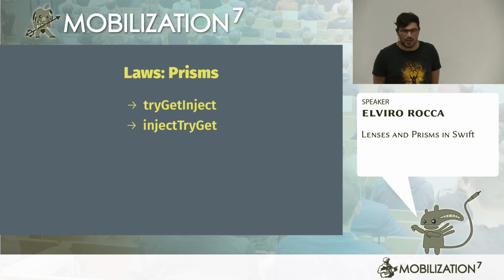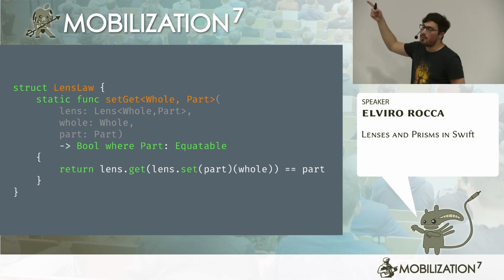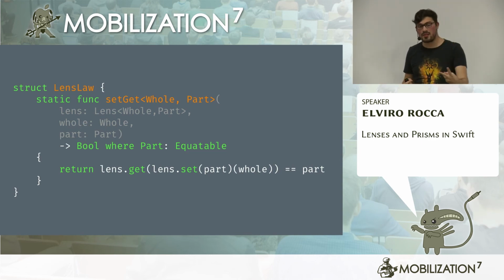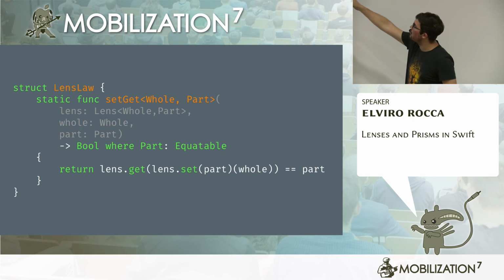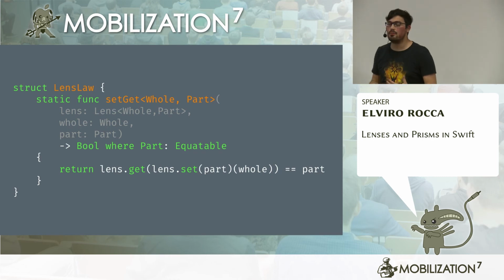Now, how can we test this? Well, we can actually write functions. I like writing functions that are called laws. These are functions that will take a lens, for example, a whole and a part. So an instance of the whole and an instance of the part. And what the function basically does is apply the definition of the law, and return true or false. So if this function returns true, it means for this lens and this specific whole and this specific part, this law will hold. So how can we test that the lens behaves in general? Well, what we need to do is call this function a whole bunch of times with different wholes and different parts. And we can do this, for example, with property-based testing libraries.